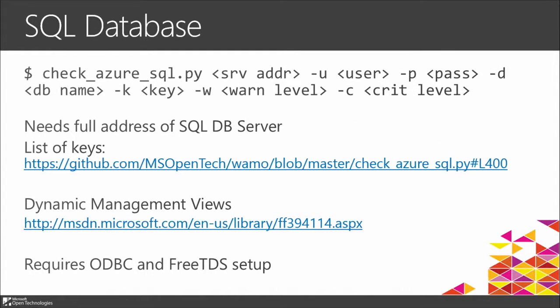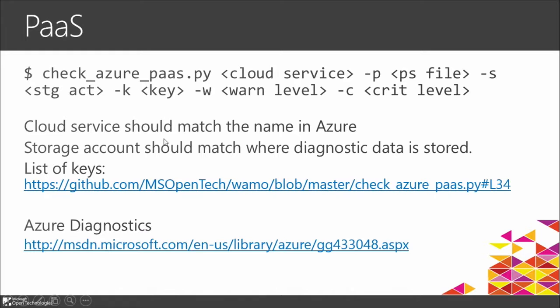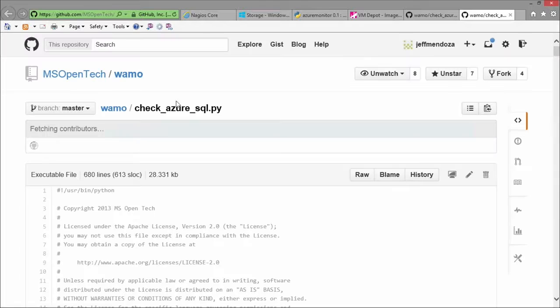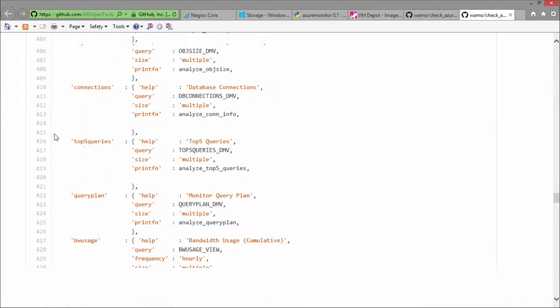SQL database is our SQL Nagios plugin, and it can get information from what we call dynamic management views, which are a set of SQL queries that you send out to your Azure SQL database, and it can get you certain information. Similarly to the storage plugin, since this plugin can get so many different things, we have this key idea, which is this parameter here. I'm going to go ahead and click on this list of keys so that you can see which keys we're going to monitor.